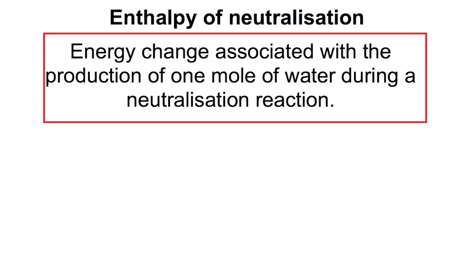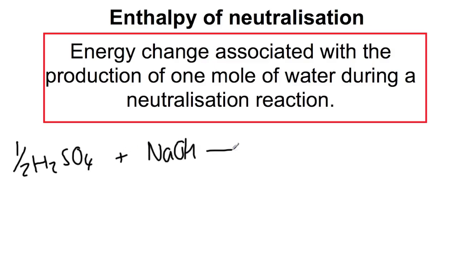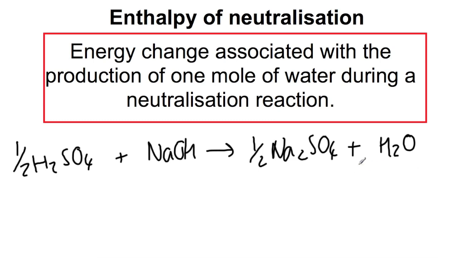The final type of enthalpy that we're looking at is the enthalpy of neutralisation. So this is the energy change associated with the production of 1 mole of water during a neutralisation reaction between an acid and a base. So for example, if we had half a mole of sulfuric acid reacting with 1 mole of sodium hydroxide to produce half a mole of sodium sulfate and 1 mole of water, we would be looking at the energy change associated with this reaction.